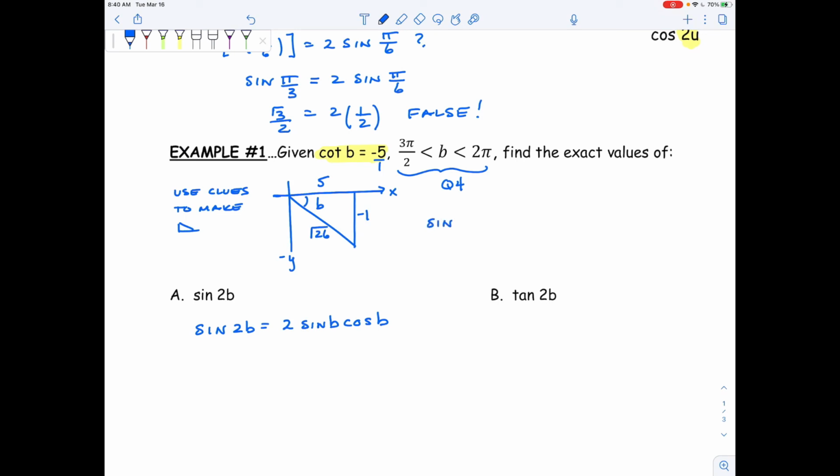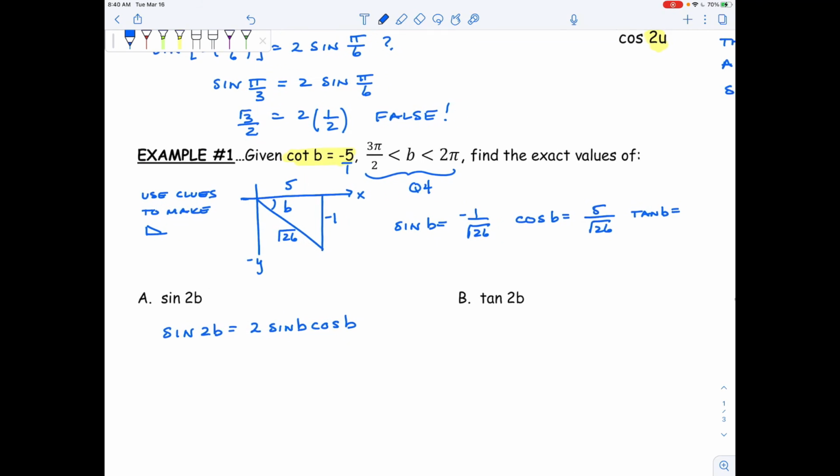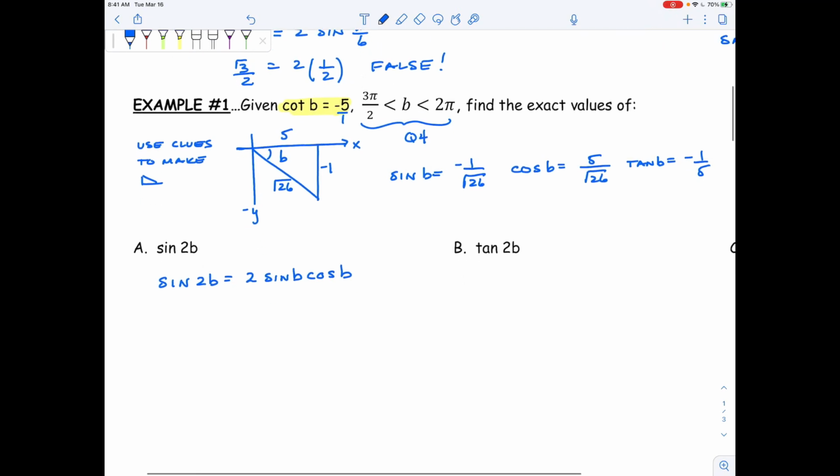So the sine of angle B then is going to equal -1/√26. The cosine of B is going to equal 5/√26. And the tangent of B is equal to -1/5. And what I would do for now is I wouldn't rationalize these yet because you're going to be doing a lot of multiplying of fractions. And so let's just see how that plays out. So now we can replace then our sine B and cosine B in the formula.